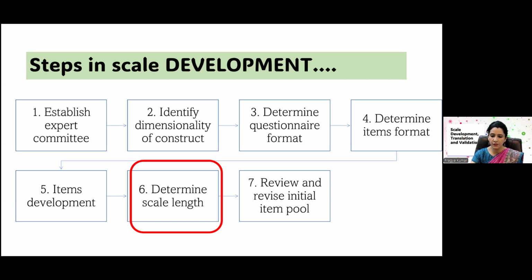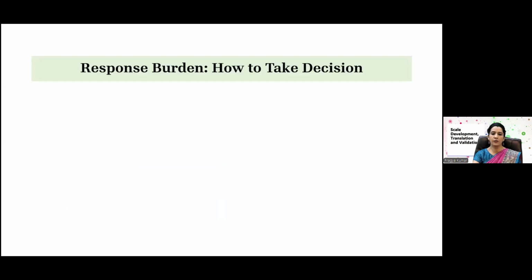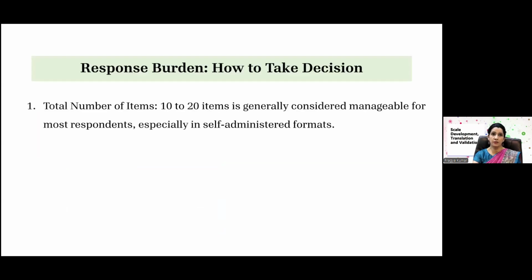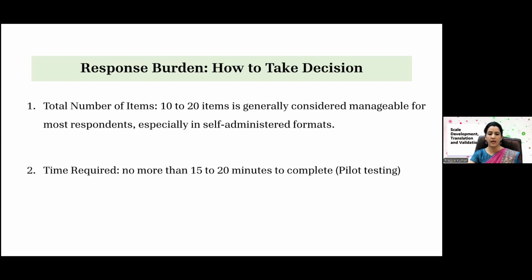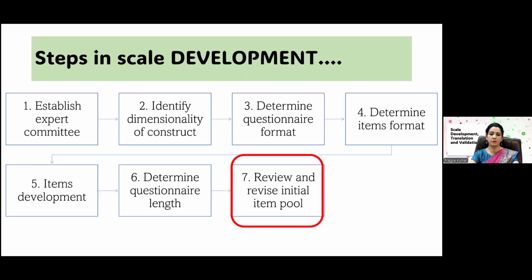So this determination of the scale length, how will you decide? Again, like I said, you have to take care of this respondent burden. So generally 10 to 20 items is considered manageable. And we'll see in reliability also that if you go on increasing the number of items, reliability increases first. But after some time, there is a plateau. So even if you increase the number of items, there is a saturation and the reliability is not going to increase after that. And time, again, we have discussed this, 15 to 20 minutes.